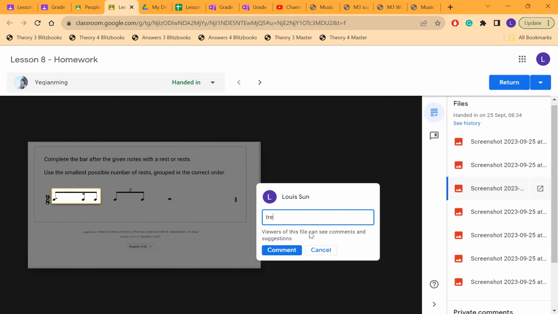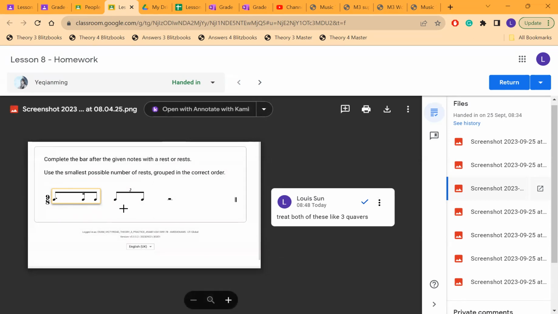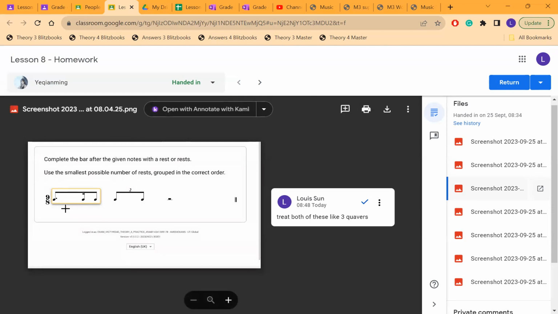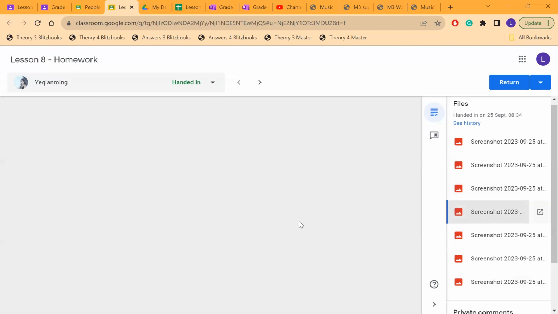Okay, treat both of these like it's not really triplet quavers. It's like three grouped quavers. You can't really say it's a triplet quaver essentially. Treat both of these like three quavers. So if you have three quavers here and three quavers here, you need another three quavers or a dotted crotchet to make up one whole bar of 9/8, right? We just have a dotted crotchet rest. Okay, simple.